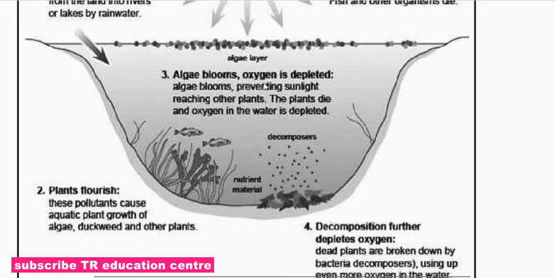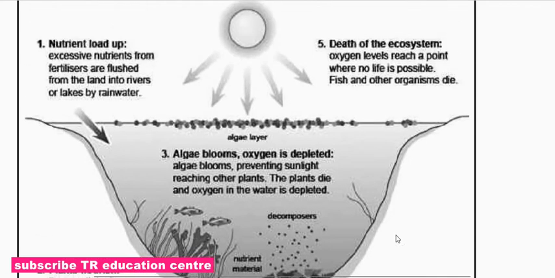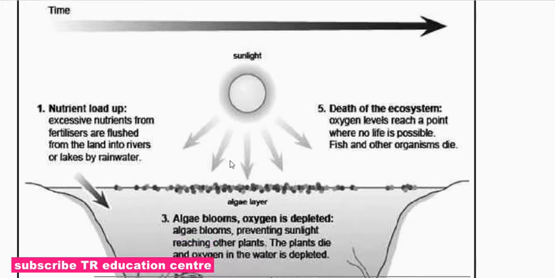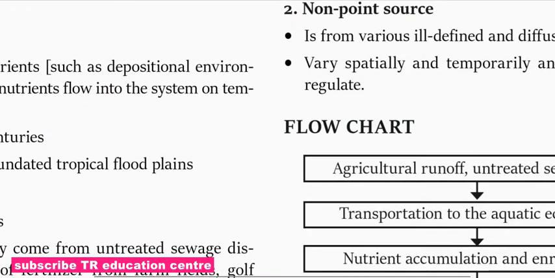Algae blooms, preventing sunlight from reaching other plants. The plants die and oxygen in the water is depleted. Next, decomposition further depletes oxygen. Dead plants are broken down by bacterial decomposition, using up even more oxygen in the water. And fifth is death of the ecosystem. Oxygen levels reach a point where no life is possible. Fish and other organisms die. That process is called eutrophication.